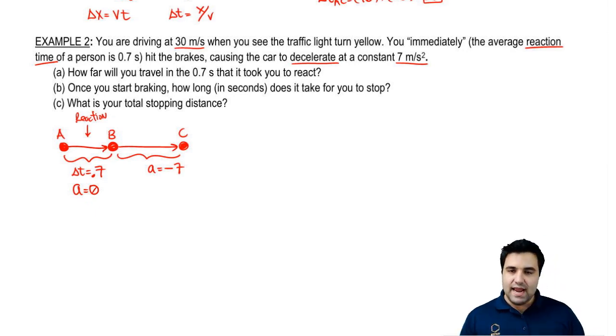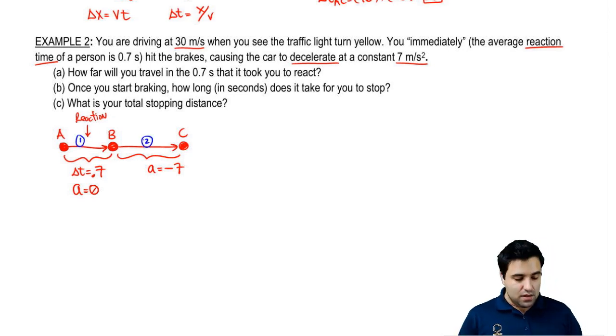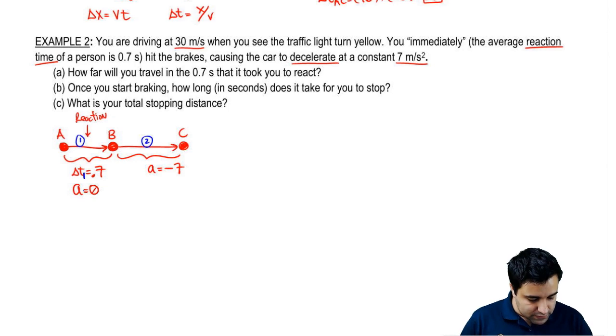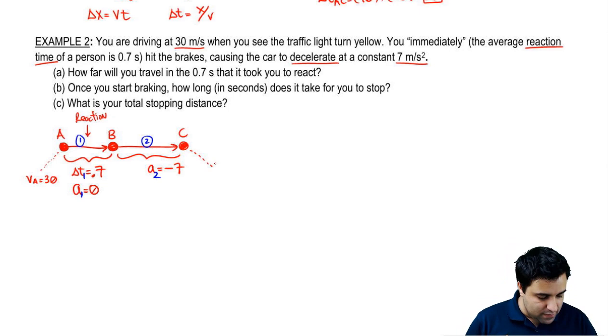Now, instead of writing AB and BC, that could get kind of annoying. I could just call this interval 1, and I could call this interval 2 if I would like. So I can do T1 and A1, and then this is A2. Okay, so the velocity here at point A is 30, and we want to cause the car to stop, to brake until it stops.